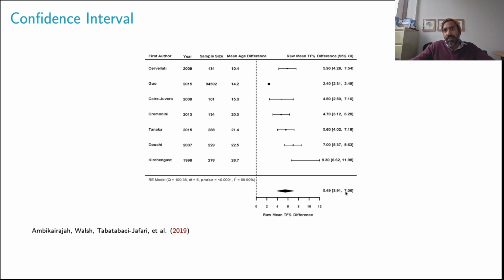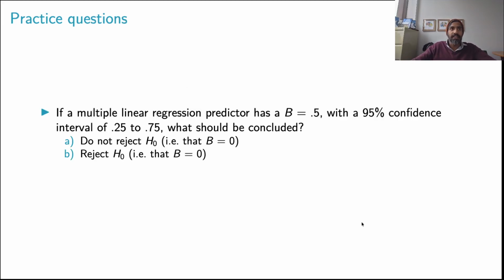So here, this confidence interval, if we were to take it as not a systematic review, but rather a normal study, it's if we were to repeat this study many, many times, 95% of those confidence intervals constructed would contain the true value. Yeah, so that's what a confidence interval is. So let's do some practice questions.